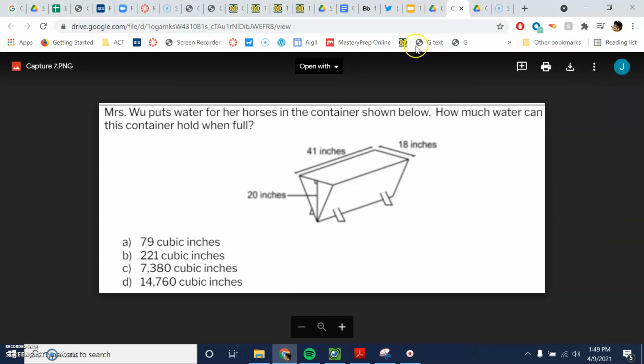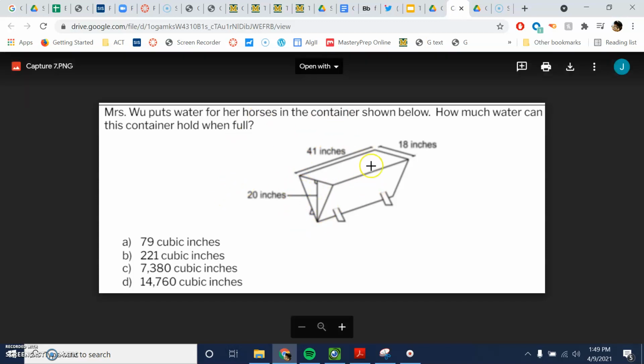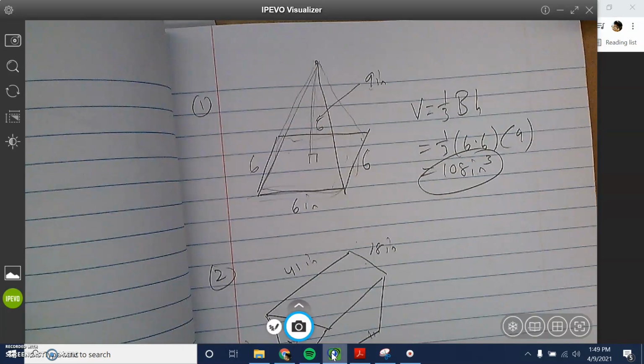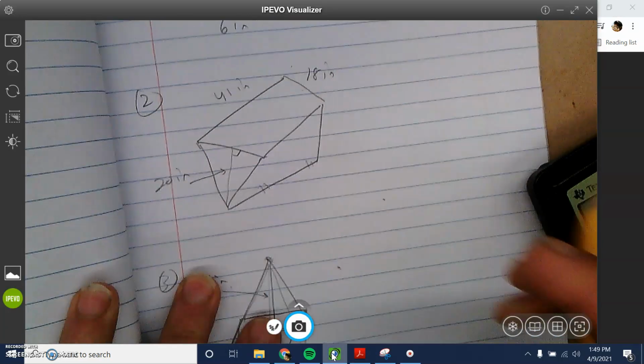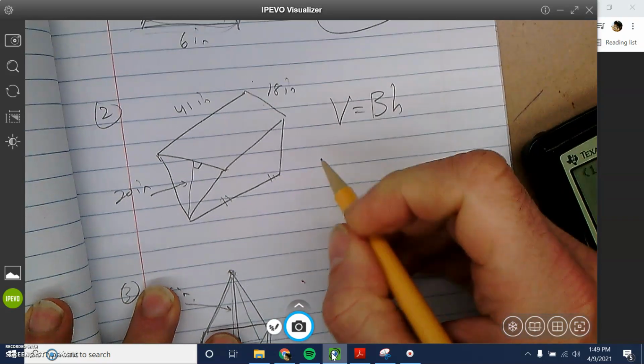Okay. Here, try this one. Ooh, blast from the past. Triangular prism. How much water goes in here? So that means it's a volume. It doesn't say volume. Ready, set, go. All right, let's try it. Boom. Okay. So, volume of a prism is area of the base times the height.